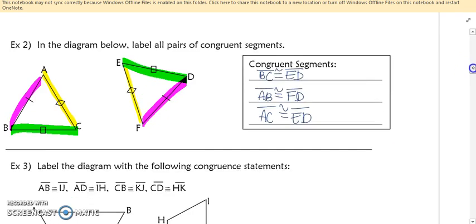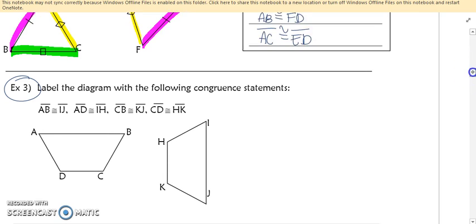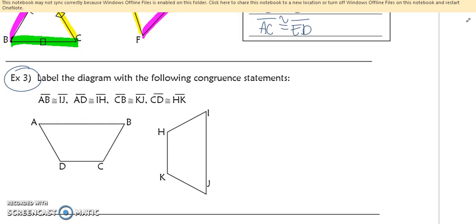I want you to try example 3. Label this using 4 different types of tick marks. Maybe a circle, maybe a triangle, maybe a square on the congruent marks only. So you should have 4 different tick marks. This I'm checking on Monday.